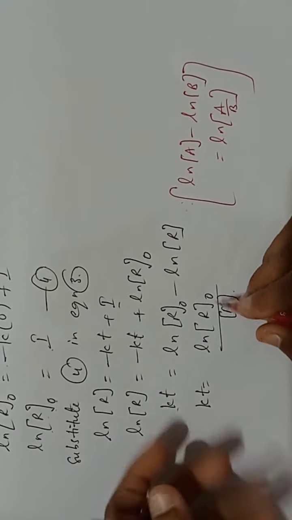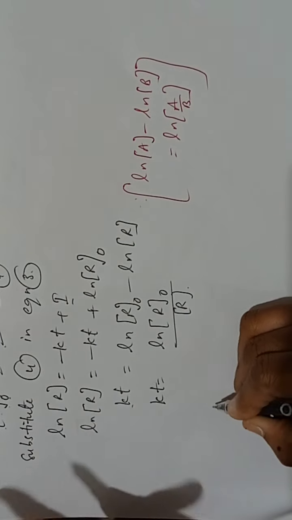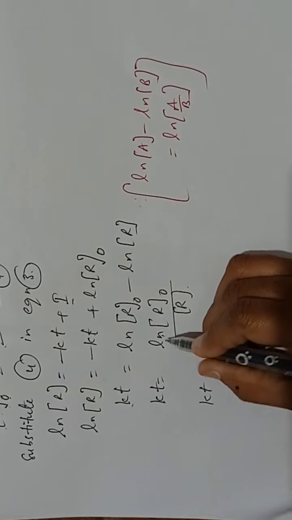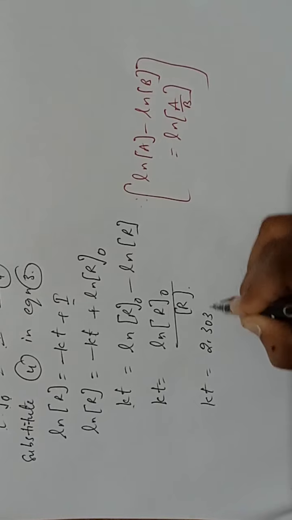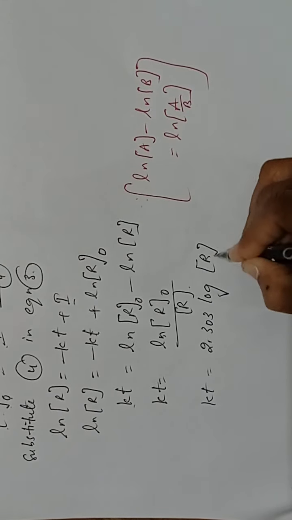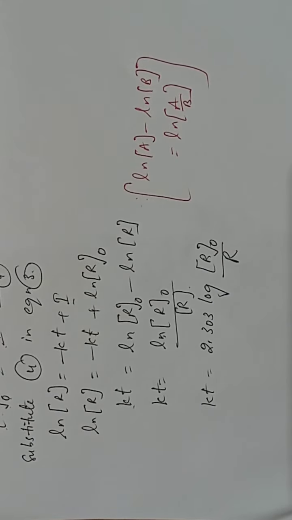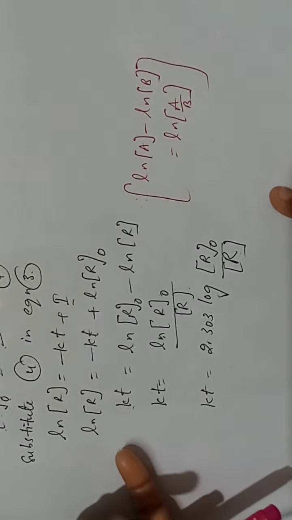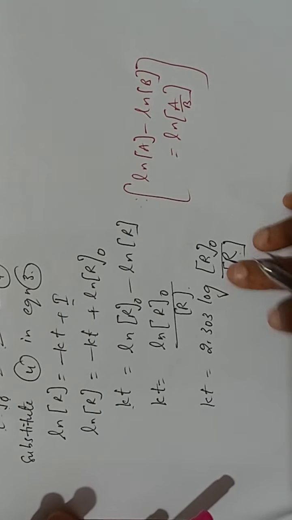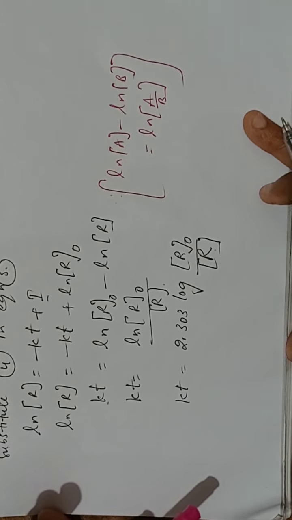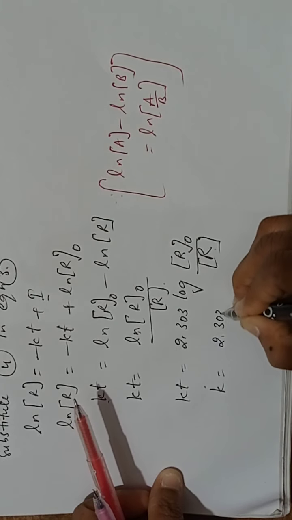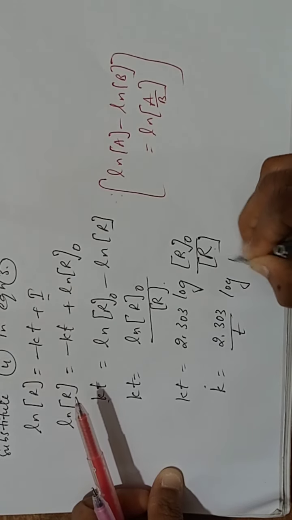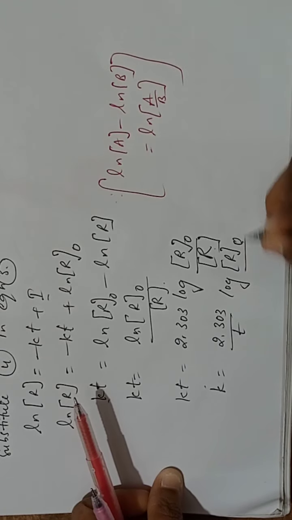Next, kt is equal to ln of r naught by r. This ln I am going to convert into logarithm, so we have to multiply with 2.303 into log r naught by r. Understanding? Log r naught by r. So this is the kt value: kt is equal to 2.303 into logarithm of r naught by r. Now what can we write for k, students? k is equal to 2.303 by t into logarithm of r naught by r.